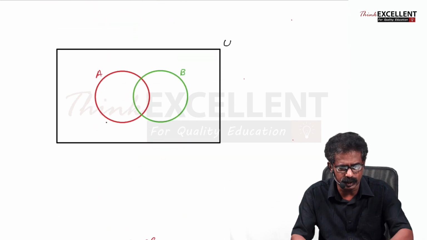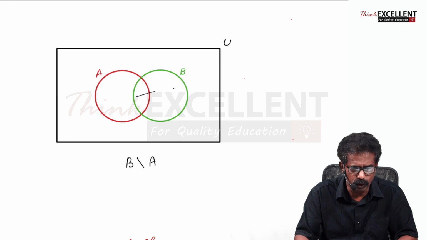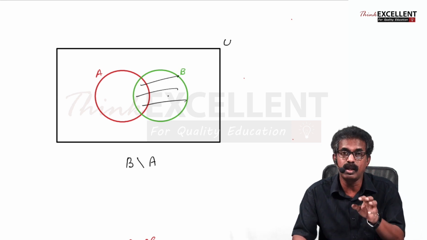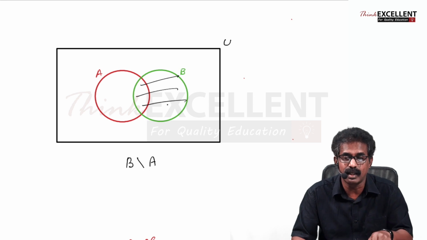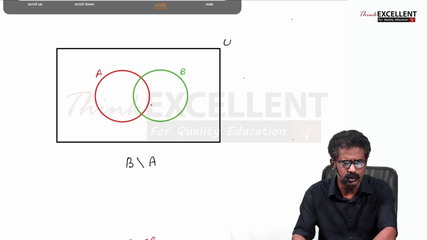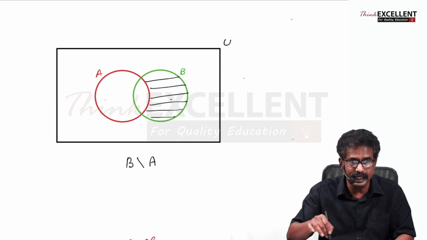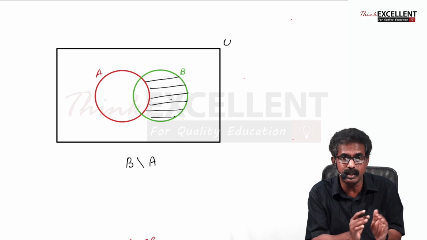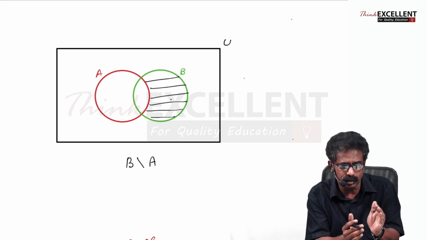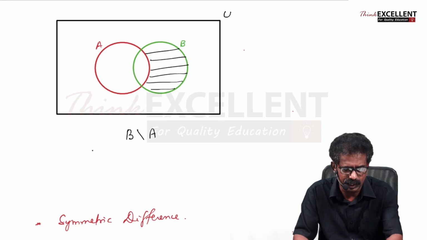Now I think you can easily say B difference A. B difference A means the whole thing is B, right? We want in B, so it should be somewhere here, but not in A. That means this is A. So we don't want that one, right? So in B, but not in A. So only this portion will come. It is in B, but not in A. B means the green circle fully we take, right? B, but not in A. A should not take. So that red circle, that portion you leave it. Okay. So this is B difference A.